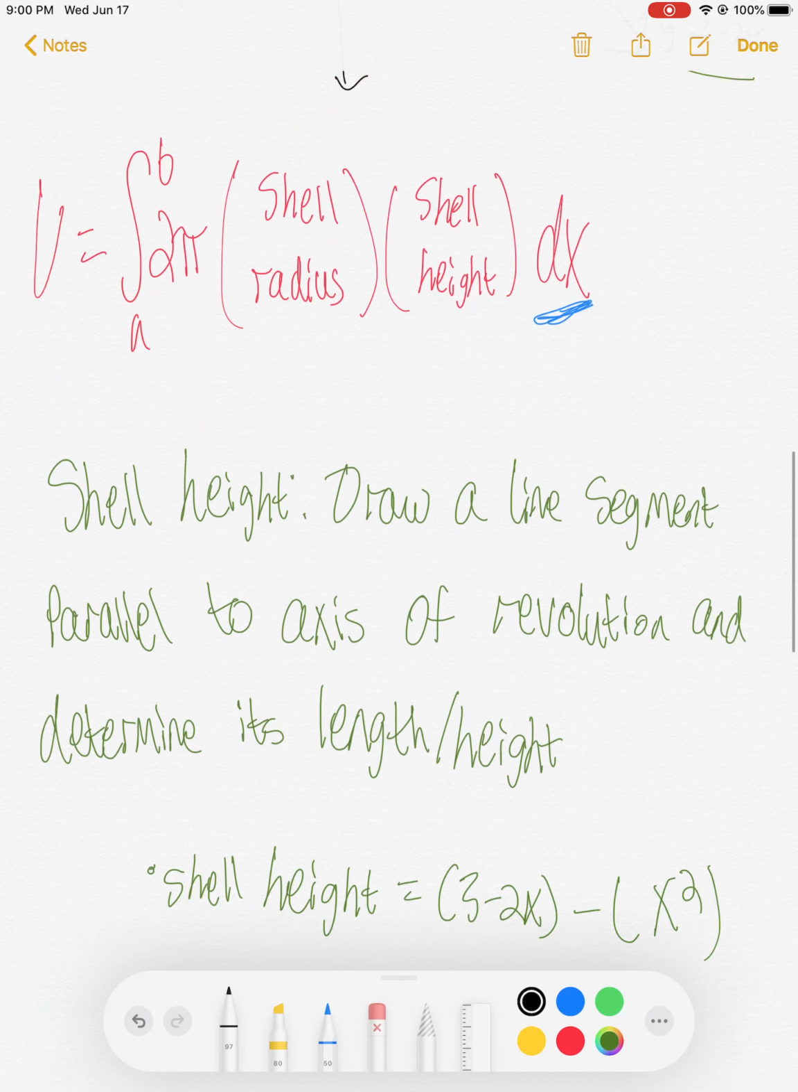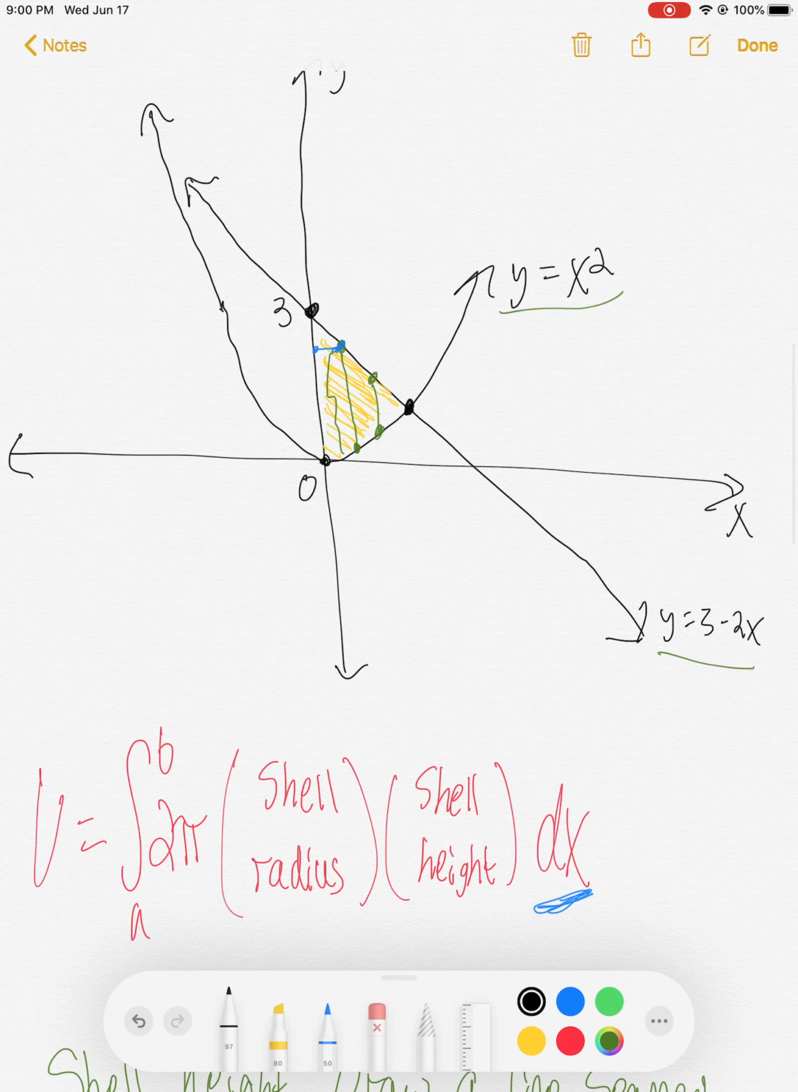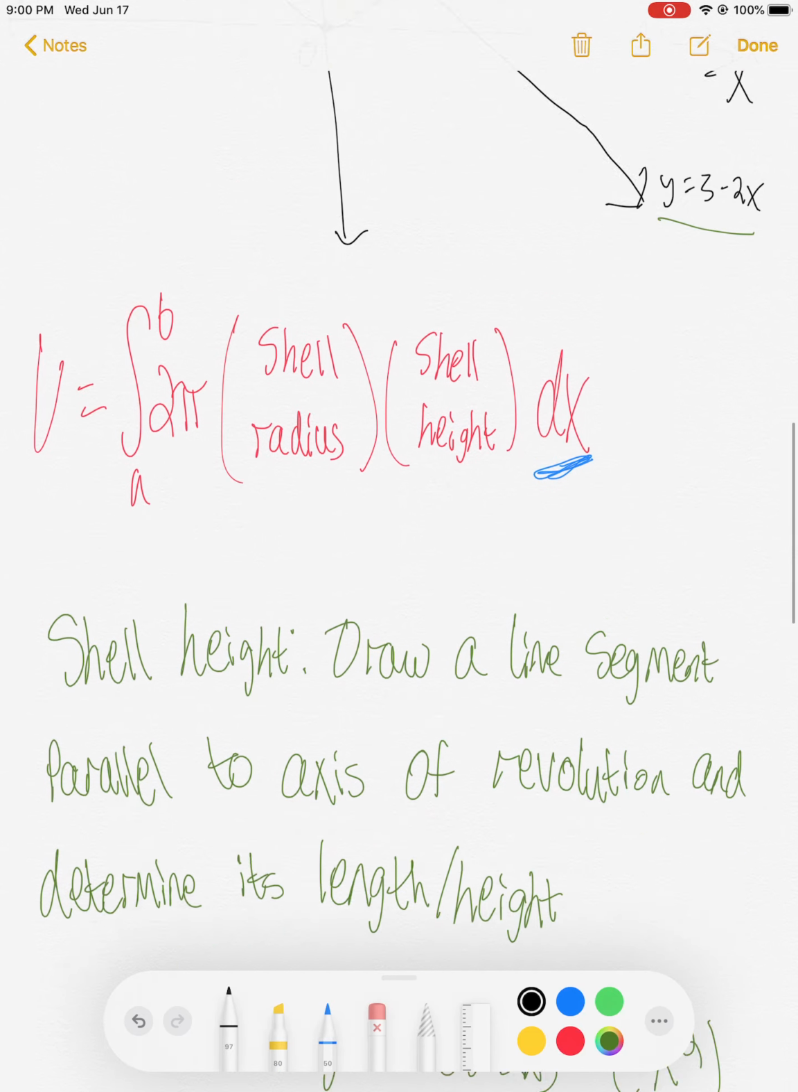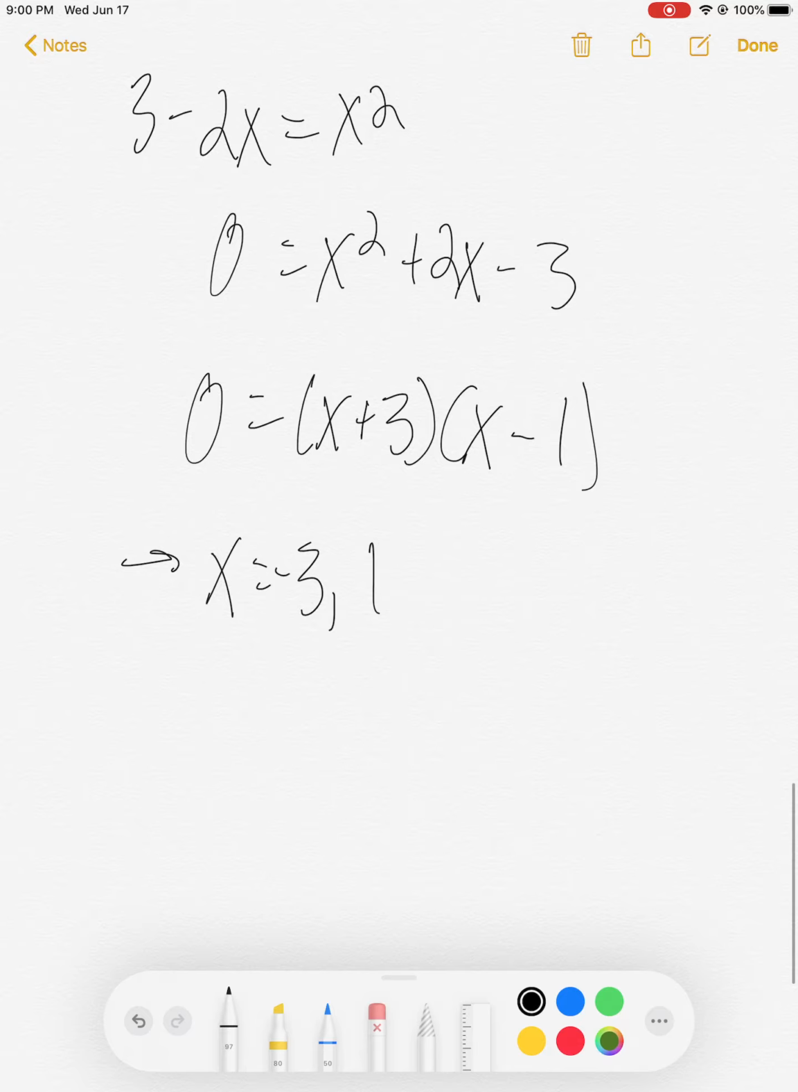Now in this case, we can see from the picture that we are interested in the value of x which is greater than 0. So in this case, we want x equals 1.